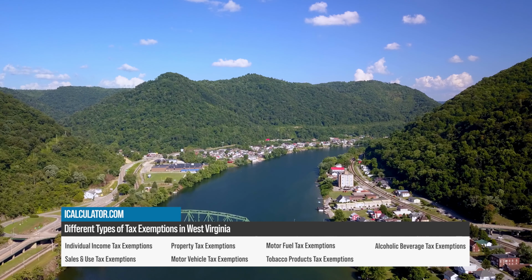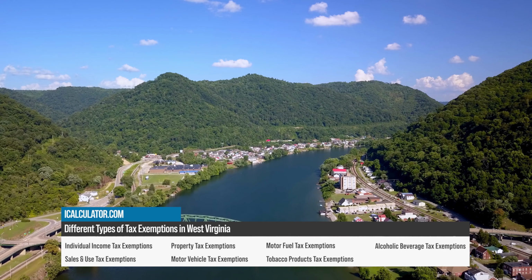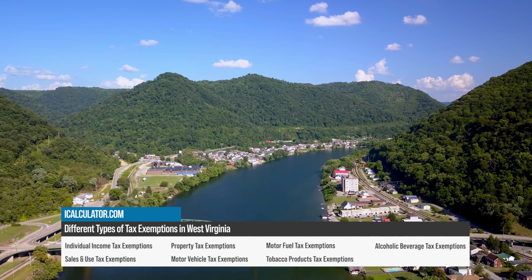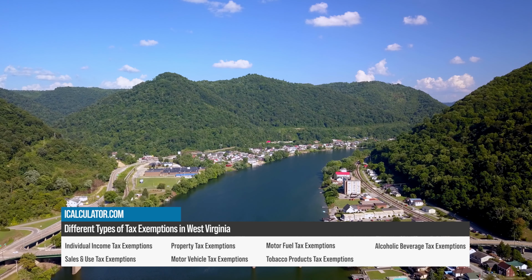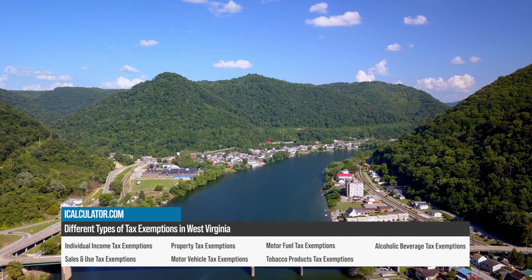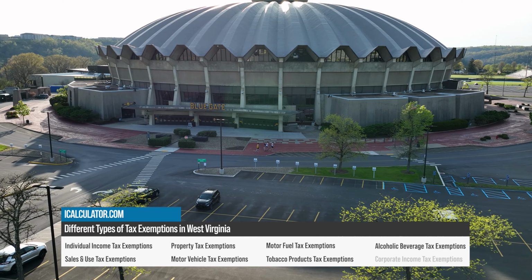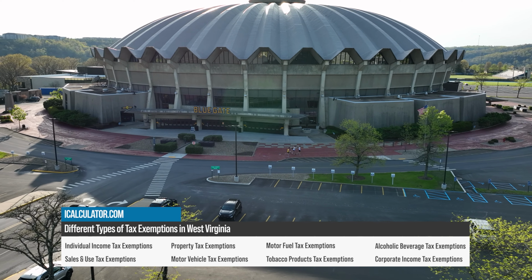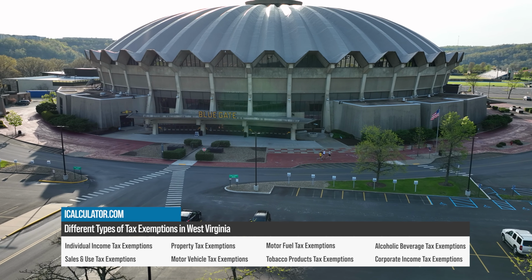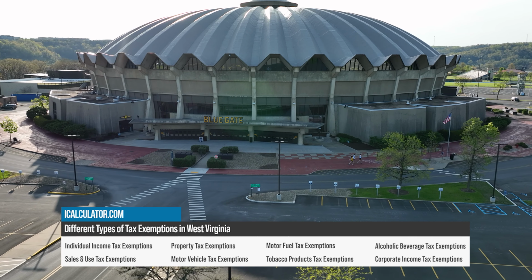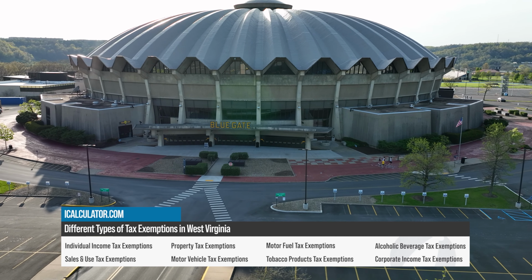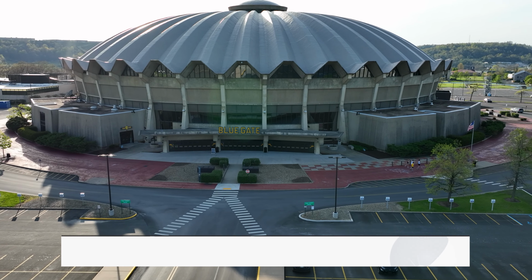Alcoholic beverage tax exemptions. Exemptions include sales to the U.S. government, sales for export outside the state, and certain sales to non-profit organizations. Corporate income tax exemptions. Exemptions include certain types of non-profit organizations and specific business activities, such as the sale of agricultural products by the producer.